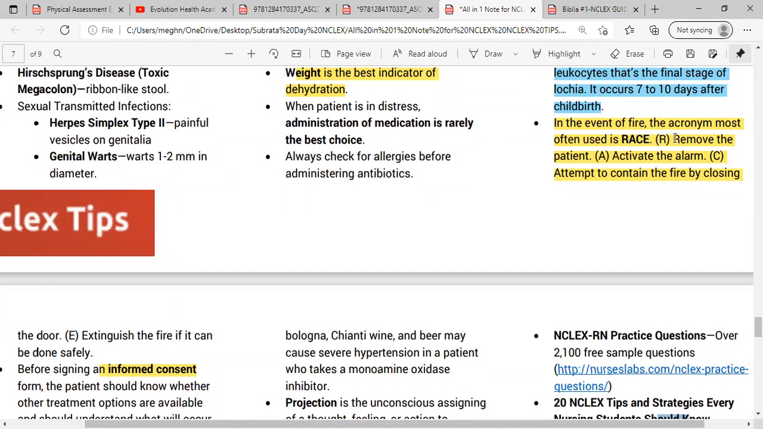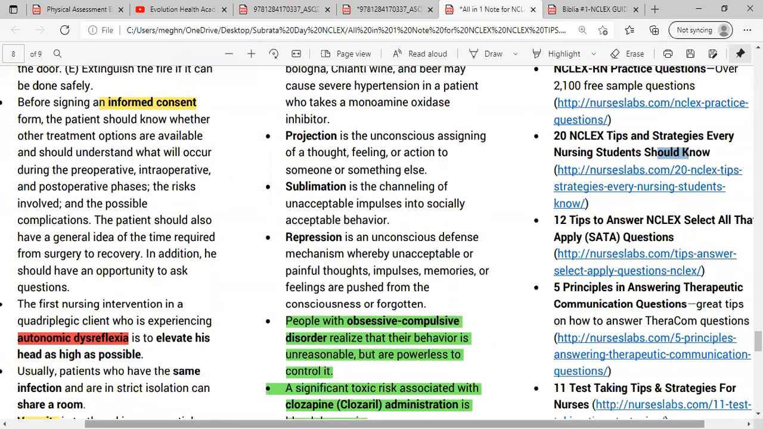We remember them as RACE. R stands for remove the patient from the source of fire. A stands for activate the alarm. C stands for attempt to contain the fire by closing the door. And E stands for extinguish the fire if it can be done safely. Sometimes the NCLEX board asks questions from here.